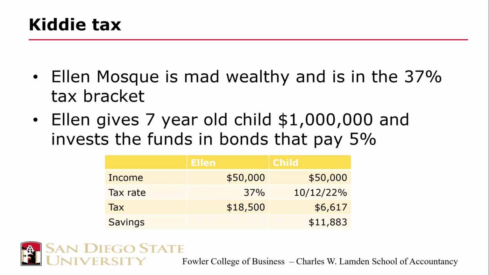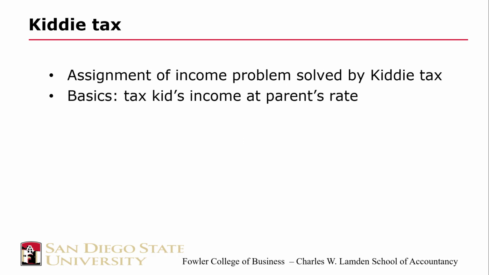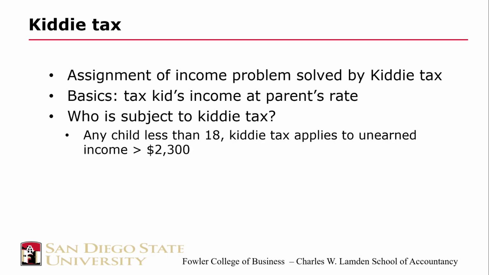And of course, Congress hates this. This is called assignment of income. And it's a very popular tax planning technique, but not in this case because of something known as the kiddie tax. So the basics of the kiddie tax are that regardless of the rule, we're going to tax that kid's income at their parents' rate. And so who's subject to kiddie tax? Well, it's any child less than 18. And the kiddie tax is going to apply to unearned income that's above $2,300. And we'll talk about where that $2,300 comes from in a second.